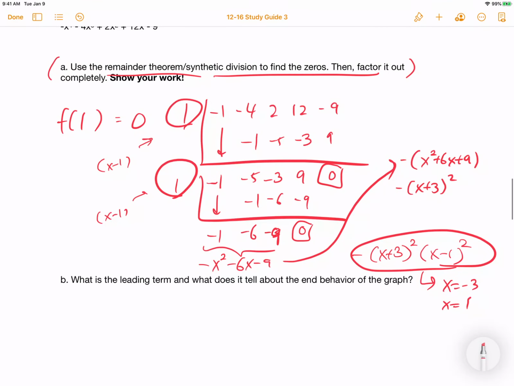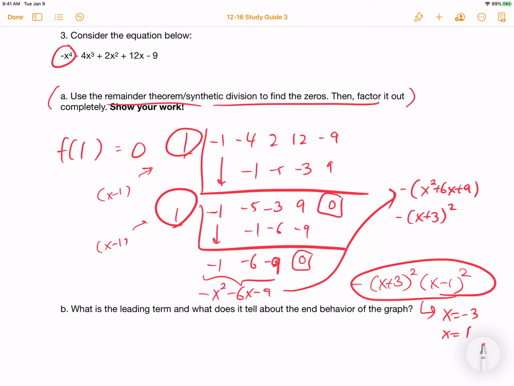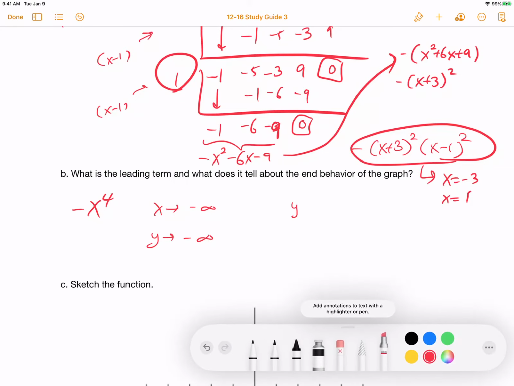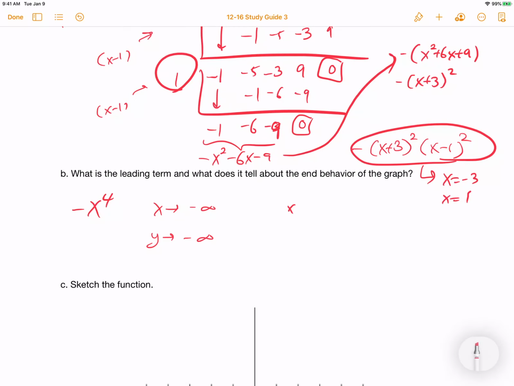The next question is, what is a leading term? Well, the leading term is indicated by the very first term in the polynomial. It's negative x to the 4th. The end behaviors, therefore, will be when x is negative infinity, y is negative infinity. When x is approaching positive infinity, y is also going to negative infinity, indicated by the leading coefficient as well as the leading degree.